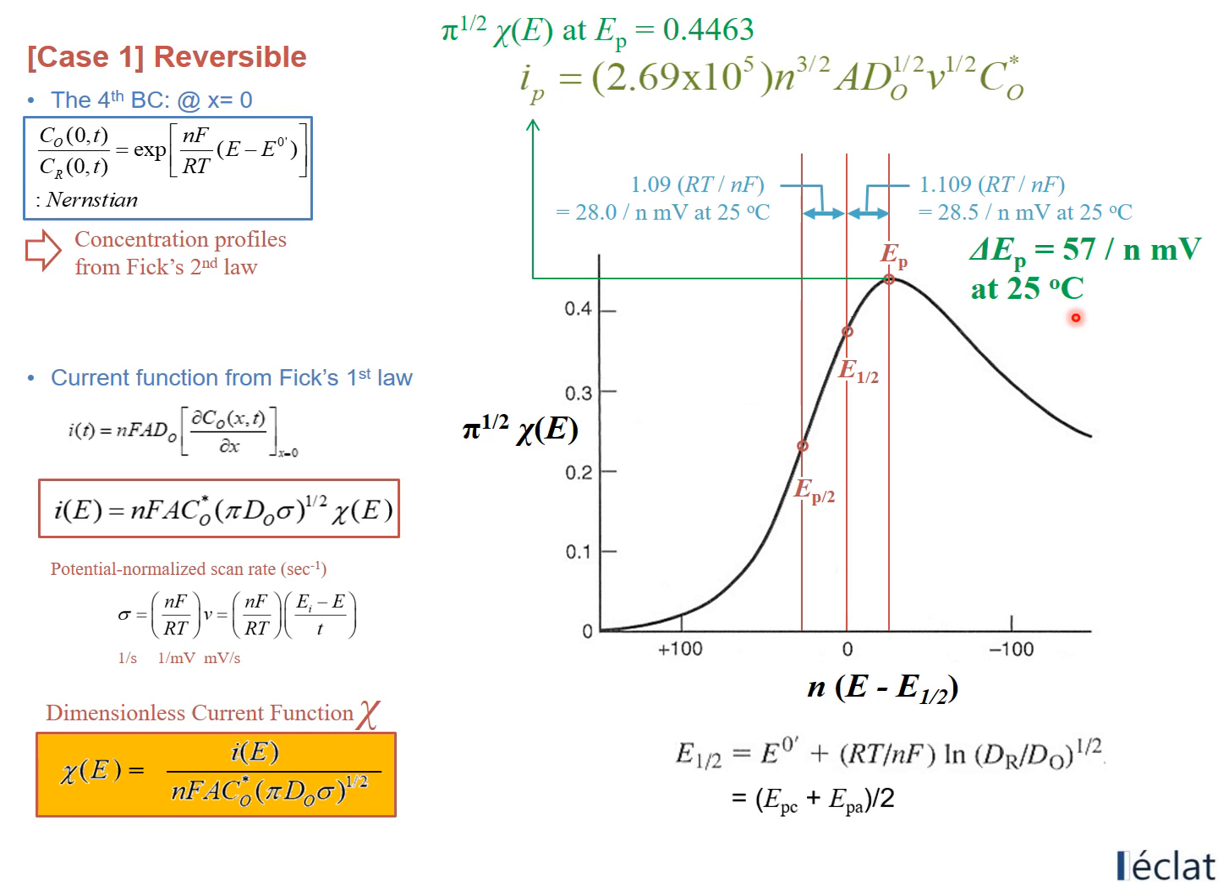So again, let me emphasize 2 points. Peak current which is proportional to the root square of scan rate, and peak-to-peak gap, it should be 57 millivolt for 1 electron transfer electrochemistry if you have a reversible electrochemical process.